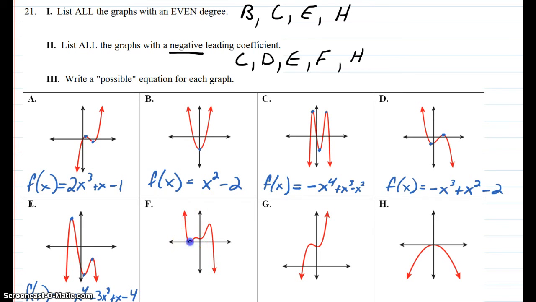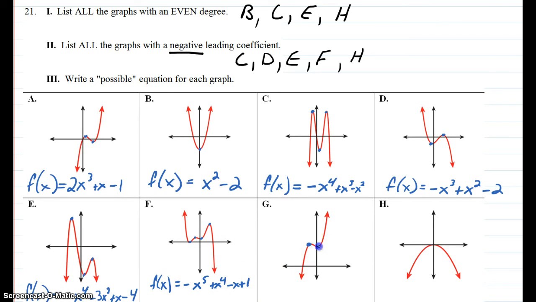F has 1, 2, 3, 4 turns. So now something like f of x equals x to the 5th. Now notice that it is going down, so a negative. Say plus x to the 4th minus x. And like I said, anything after x to the 5th really doesn't matter. It does have a positive y-intercept, so we'll call it plus 1.